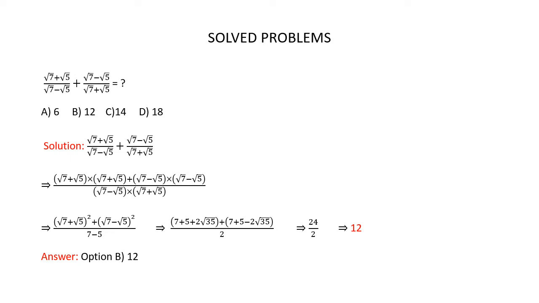So when you expand the numerator, you will get 7 plus 5 plus 2 root 35, plus 7 plus 5 minus 2 root 35, divided by 2. 7 minus 5 is 2, so the denominator is 2. Now 2 root 35 and minus 2 root 35 will cancel out. So you are left with 24 divided by 2, which is nothing but 12. So the correct answer is option B, 12.